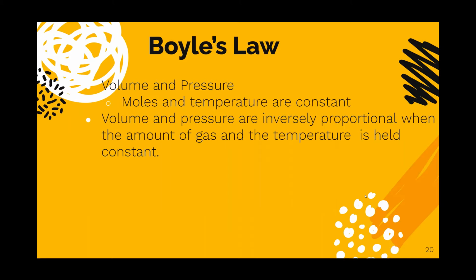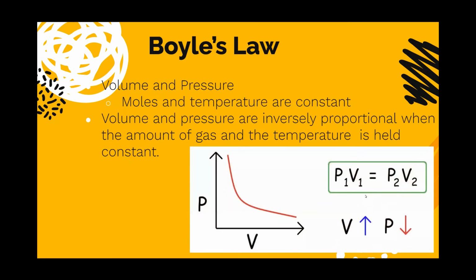So what inversely proportional means is that when volume increases, pressure decreases, and vice versa. If volume decreases, pressure increases. So we have this relationship: when one goes up, the other goes down. If we were to graph this relationship, it would look something like this. So this should be what your graph looked like.